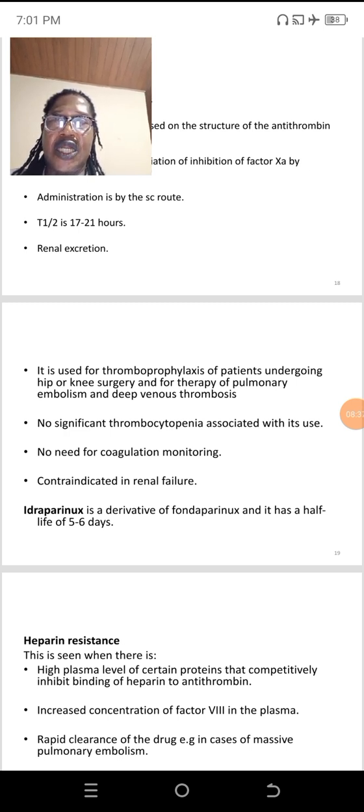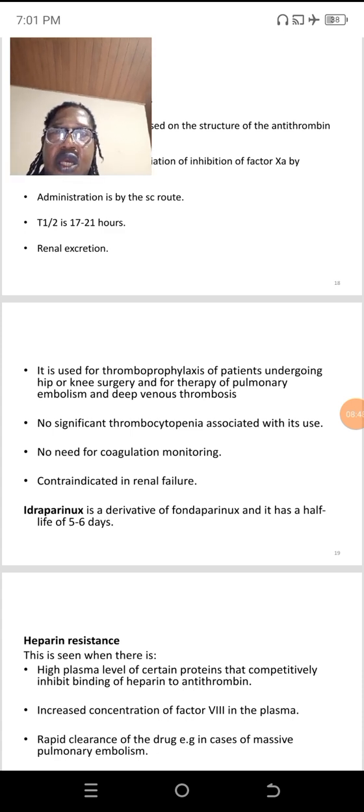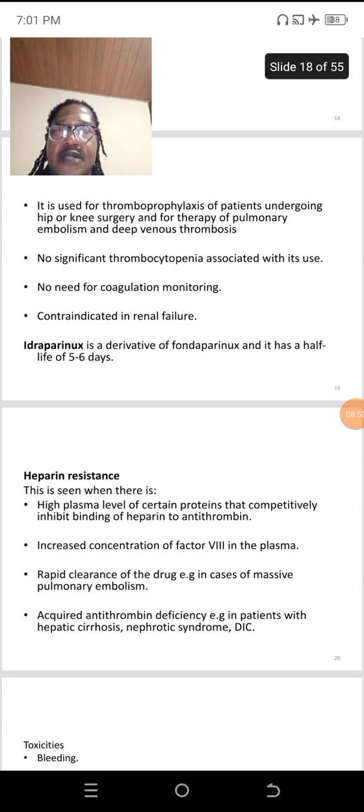The second one, idraparinux, which is a derivative of fondaparinux, has the advantage of having a much longer half-life of about 5 to 6 days.